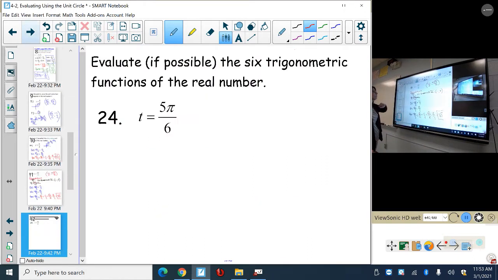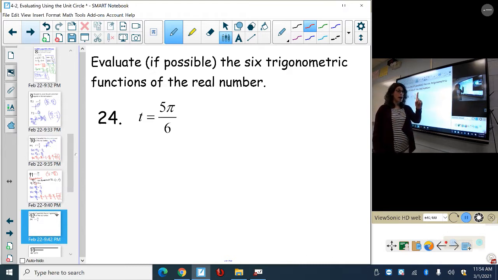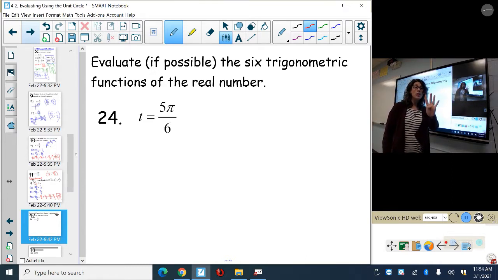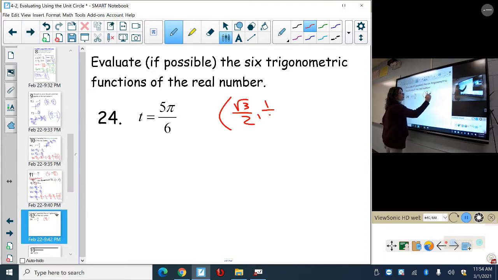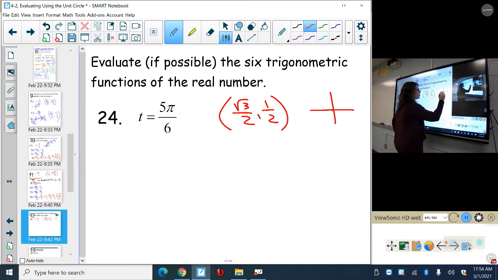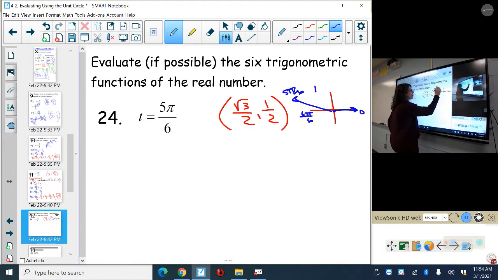Okay? Evaluate, if possible, the 6 trig functions: sine, cosine, tangent, cosecant, secant, cotangent. Okay? 5 pi over 6. Well, 5 pi over 6 corresponds with the square root of 3 over 2, 1/2. What quadrant am I in? Well, here's 0, and this is 6 pi over 6. I want 5 of them. So here's 5 pi over 6, so I'm in quadrant 2. So that's a negative and a positive.